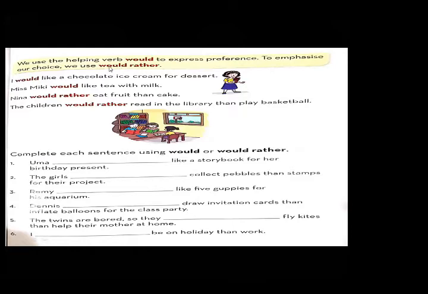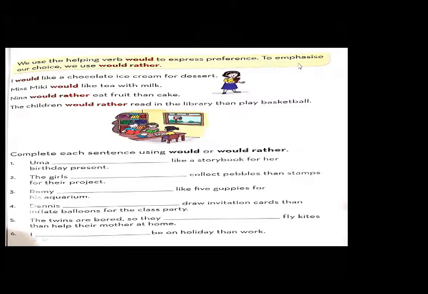Now moving towards would rather. To emphasize our choice we use would rather. Like if I am telling that I like tea, I would like to take tea, I would rather like to take tea than a cake, means I prefer tea more than cake. When I emphasize, it means giving special importance to something over something which you like.